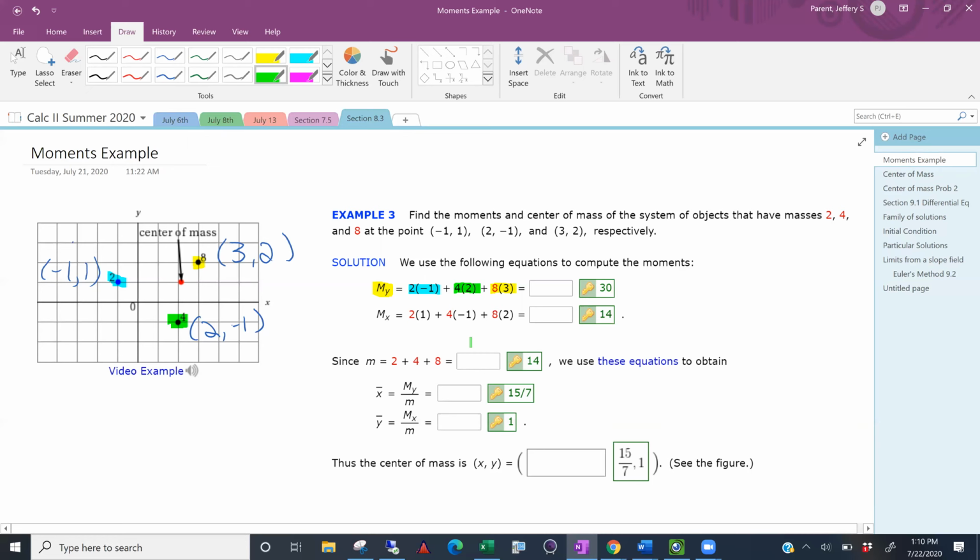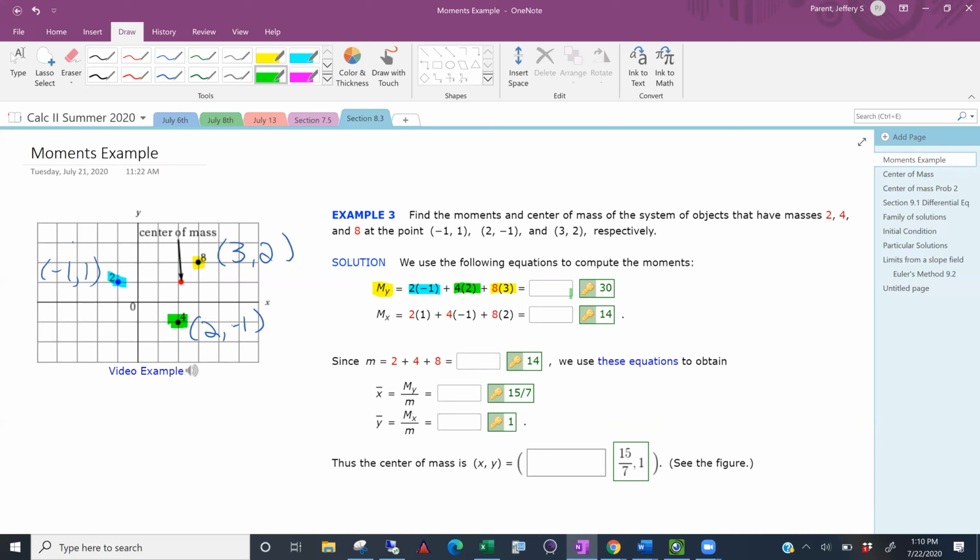So that's where all those things come from. If you multiply this all up and add it, you're going to get a total of 30. And that's m sub y. That's the moment. That's the tendency to want to rotate around the y-axis.